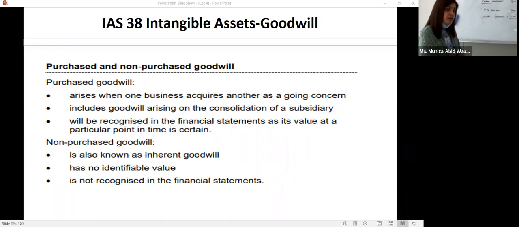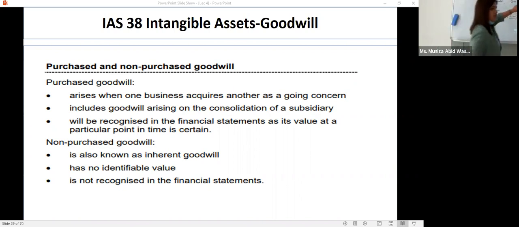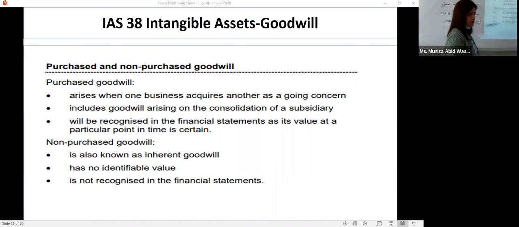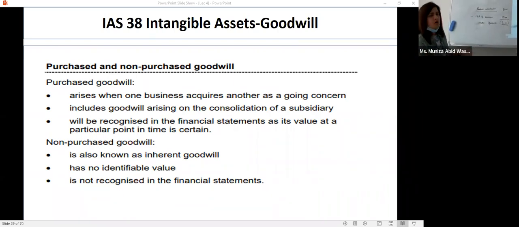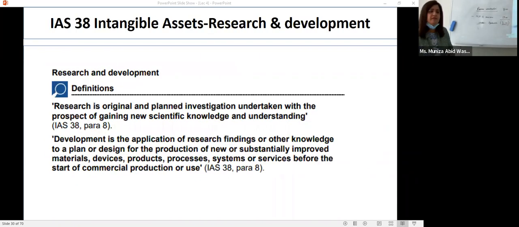Where do we recognize the purchased goodwill? Who can tell me? When we do the questions on consolidation, where do we write goodwill? Under the head of intangible assets. In the consolidated SOFP, we write this purchased goodwill under the head of non-current assets. Got it? Non-purchased goodwill is also known as inherent goodwill, has no identifiable value, and is not recognized in the financial statements. So this is the summary of the things which we have discussed.